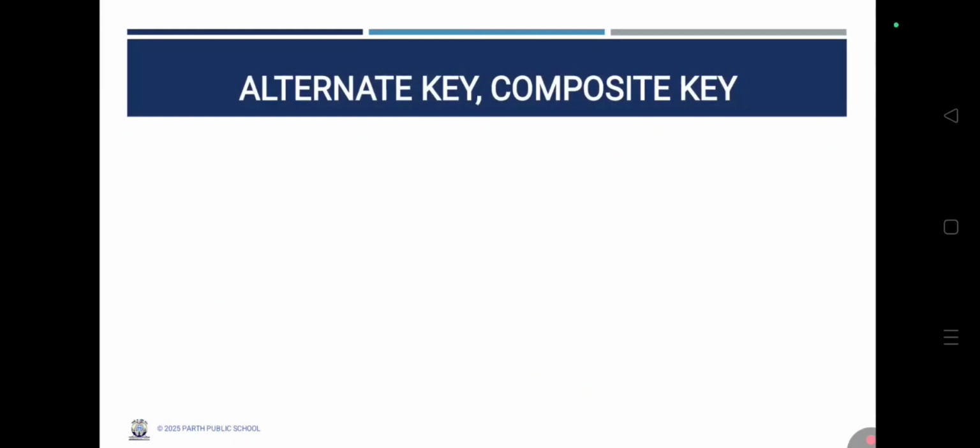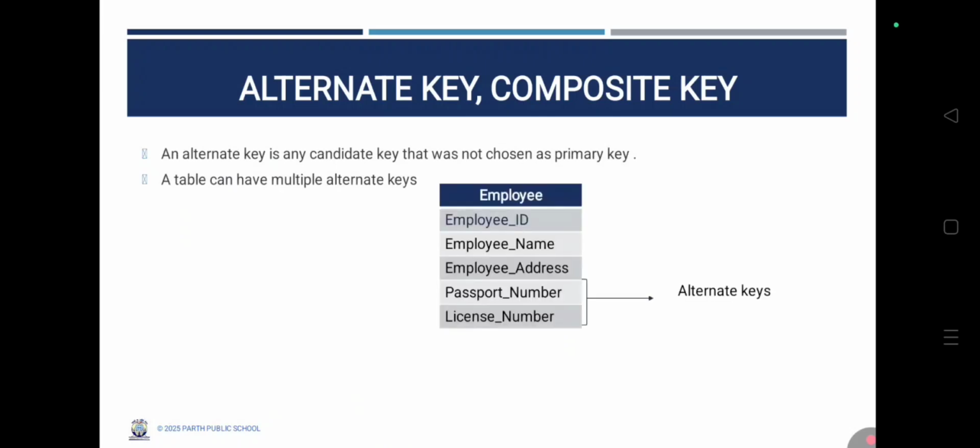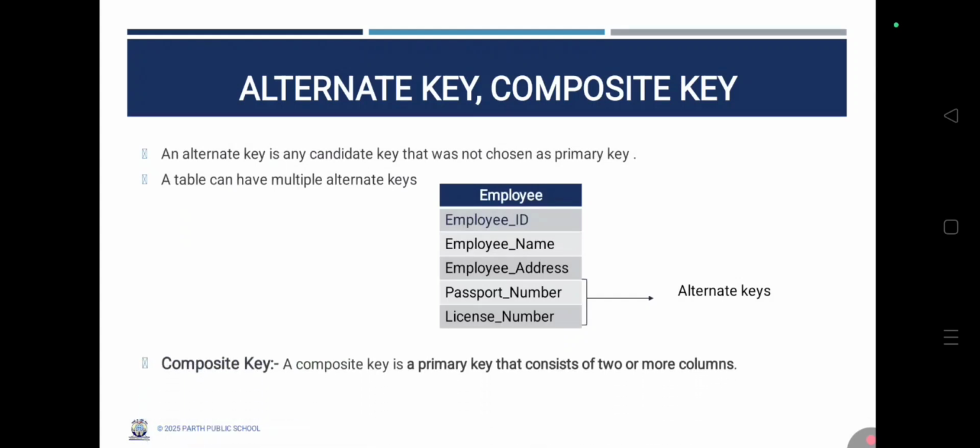Now from all candidate keys, one key will be considered as the primary key, and the rest of the candidate keys that were not chosen as primary key will act as alternate keys. So in our table, passport number and license number will not be considered as a primary key. Employee ID will act as the primary key, and passport number and license number will act as alternate keys. And the next key is composite key.